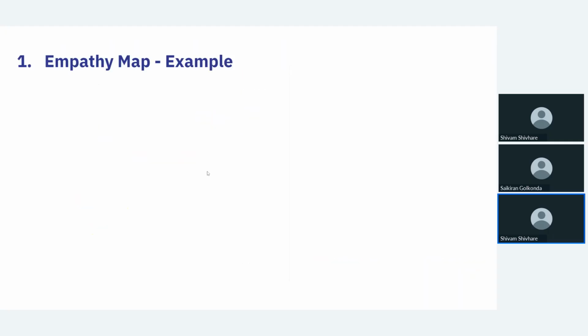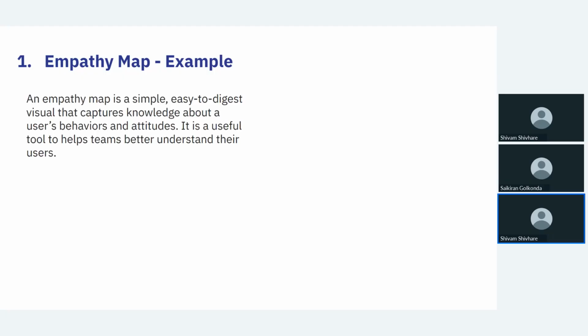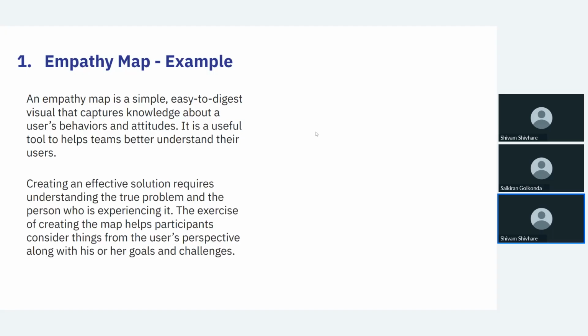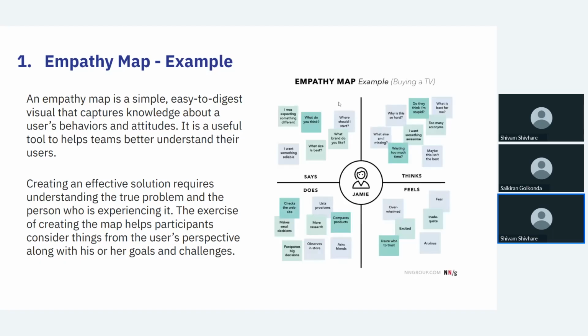So now we'll see the example for empathy map. So what is this empathy map? An empathy map is a simple, easy to digest visual that captures knowledge about the user's behaviors and attitudes. So here you can clearly see an example for that. By understanding the user's behavior, you can develop an effective solution according to the user's requirement.